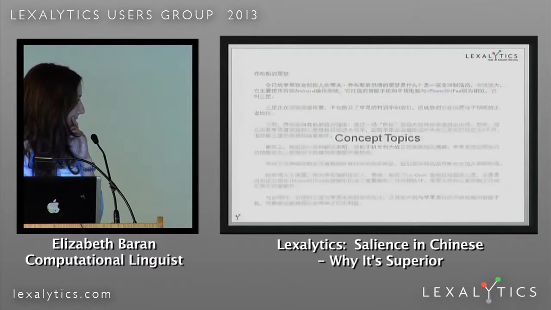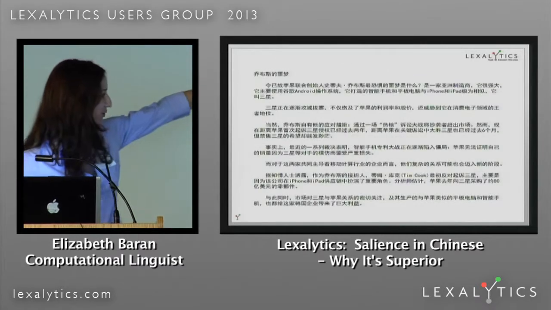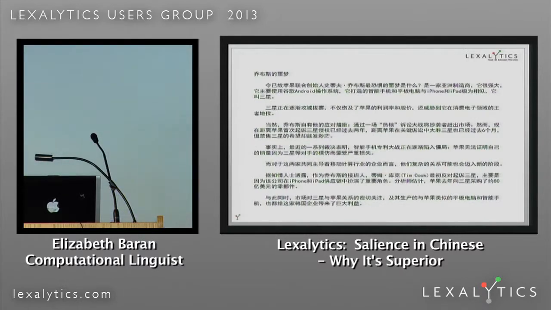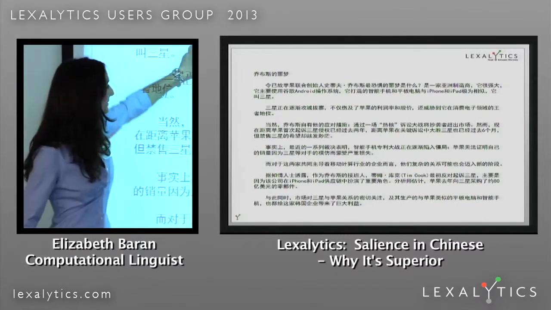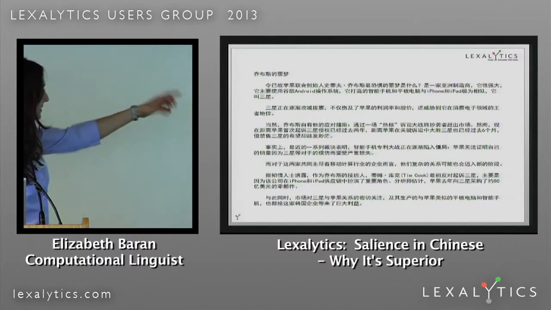Okay, so concept topics: mobile, hardware, technology, software and internet, economics. There you see again, Android. So this is Google right here, and this is Android. Sometimes that's spelled out in English, and sometimes Android is in Chinese.